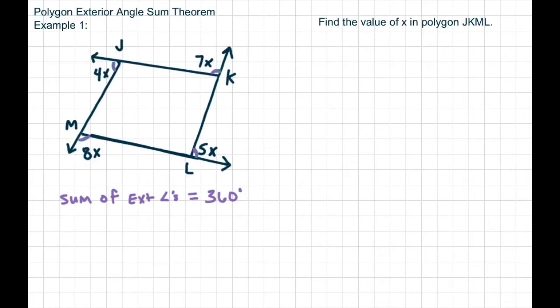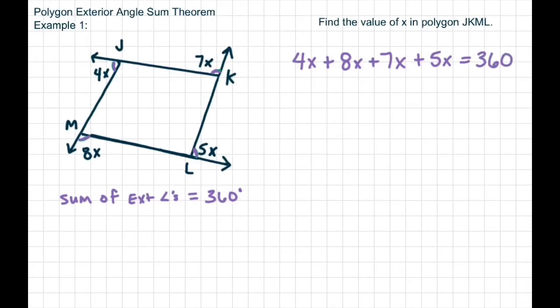In this example, it says find the value of x in polygon JKML. If I know that the sum of adding all of them together equals 360, that's what I'm going to do, set the sum equal to 360. So I'll put 4x plus 8x plus 7x plus 5x, and that equals 360 degrees.